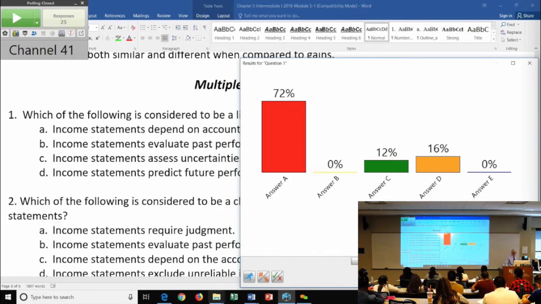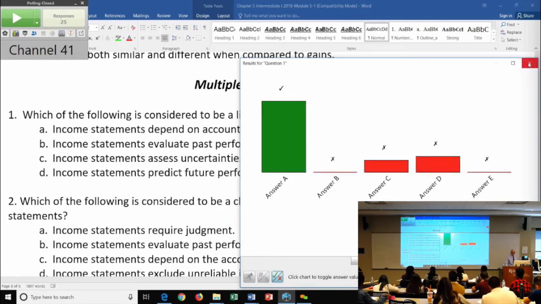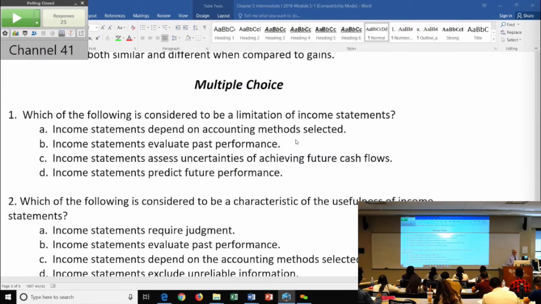The limitation would be that it will depend on accounting methods. Evaluating past performance gives it relevance. Assessing uncertainties about future cash flows is predictive ability, and D is clearly predictive ability. B is confirmatory value, past performance. C and D are predictive ability. So A is the limitation. By the way, the usefulness is here in B, evaluating past performance, confirmatory value. So the answer to number 2 would be B.